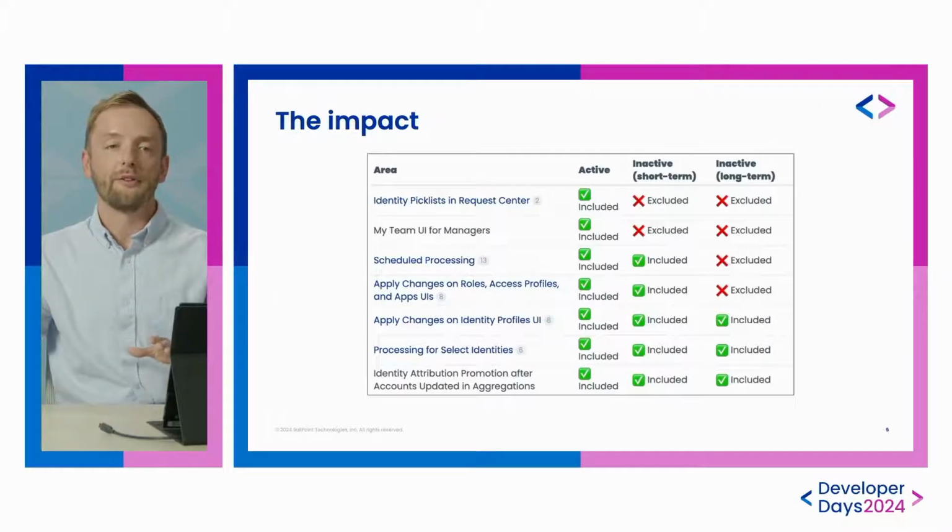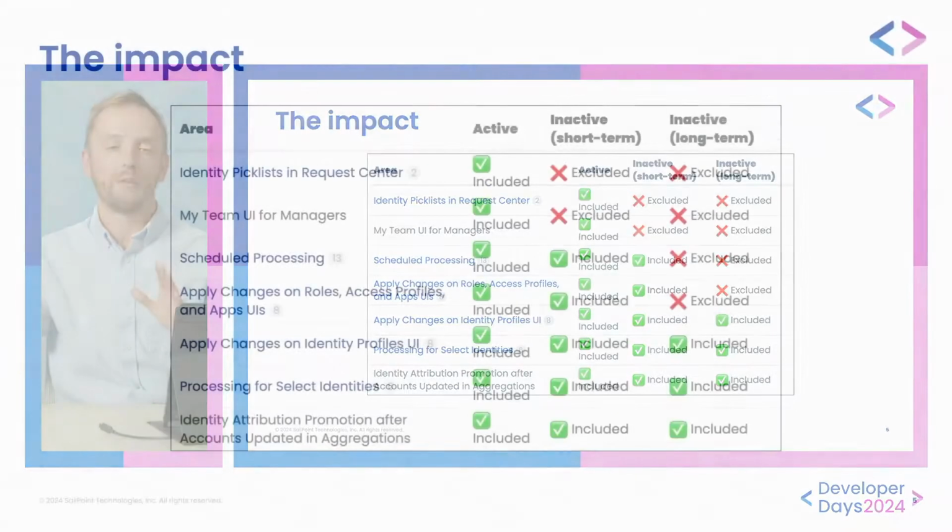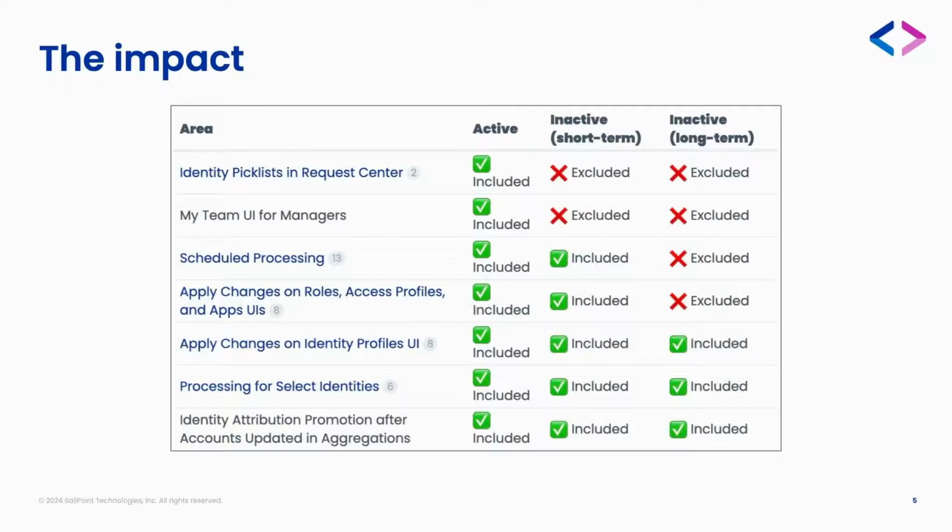So now that we have talked about how you're going to code your lifecycle states, let's think about the impact. Specifically, we have gone through and picked out the parts of the system that you cared about the most to give special treatment to inactive identities. The first one, the big one: identity pick lists in the request center. Admins have been very clear to us in the ideas portal that you do not want inactives showing up in the request center. So this is a two-parter.